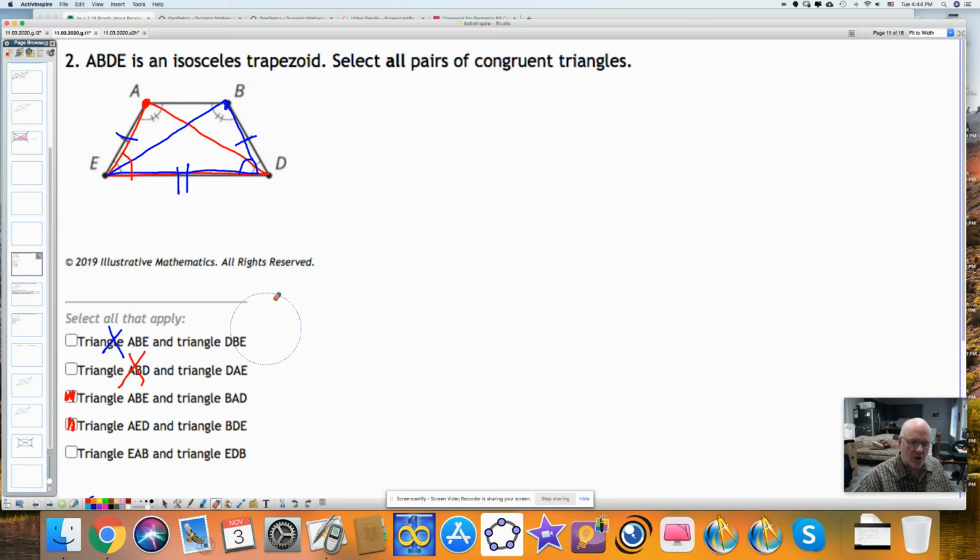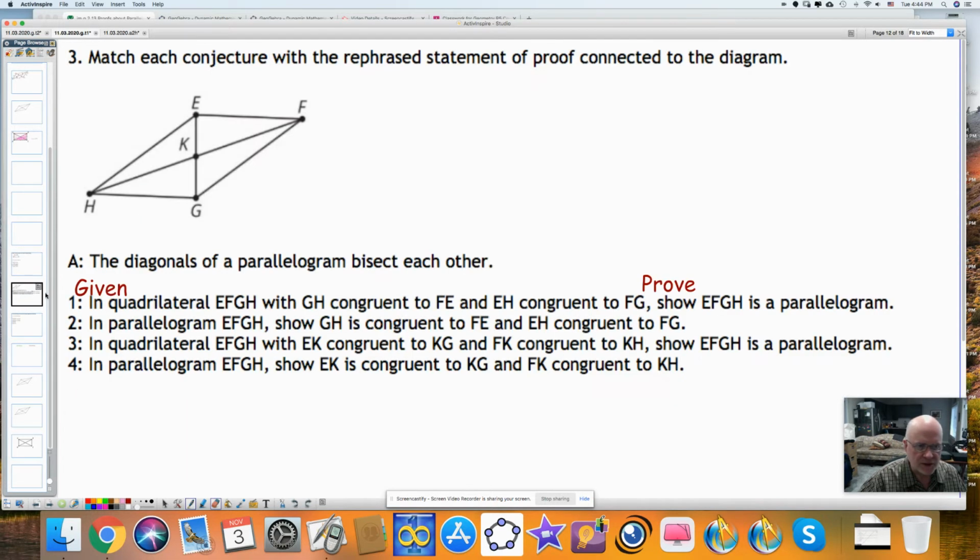And finally, this is from the homework. And this is the way that I would go through this, because when you see this on a test, you don't want to just guess and just look at it. You want to actually draw it out, because that will help you. Triangle EAB, which is right here, and triangle EDB, this one. And no, these are not congruent. There's not enough information.